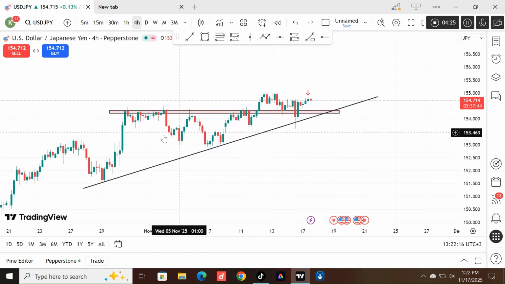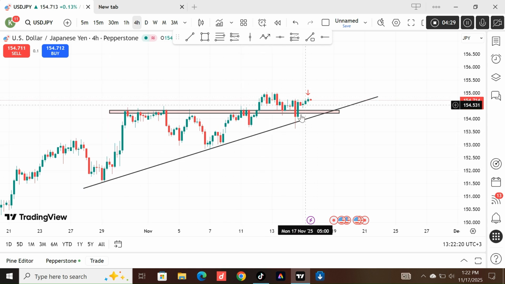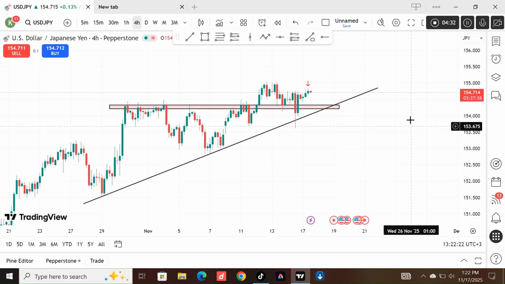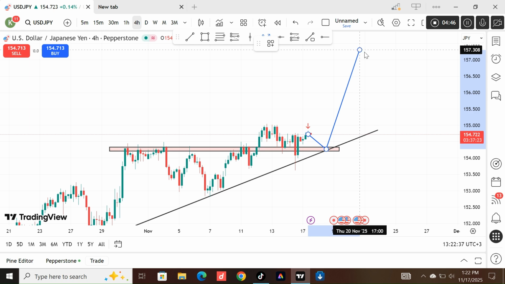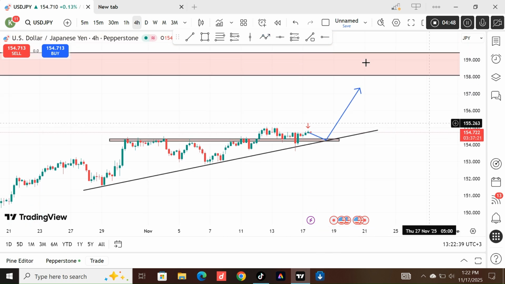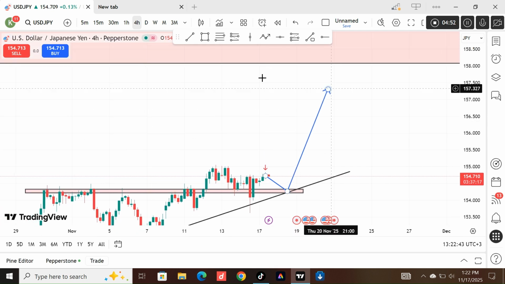So actually the market respected this trend line for the first time, second time, and now this is the third time. And what are we expecting? We expect now the market to come back to test again our support and our trend line, then the market continues buying up to our weekly level. So let's see how many pips will be there.